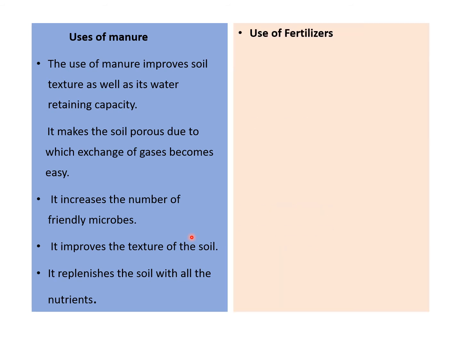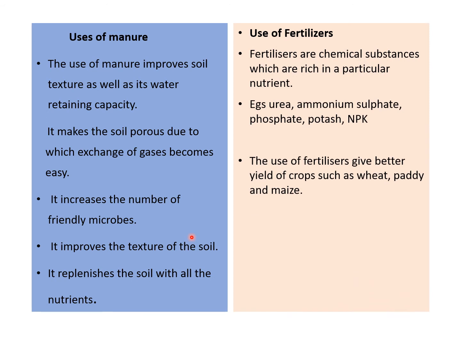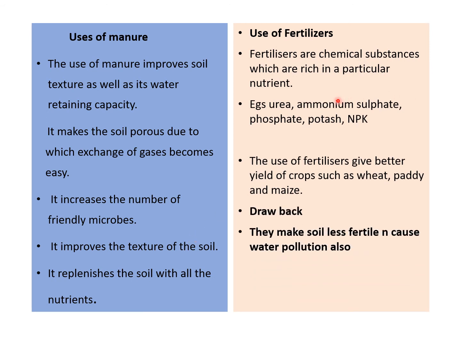And apart from manures, farmers also use fertilizers. What are these? These are chemicals which are rich in a particular nutrient. For example, urea, ammonium sulfate, phosphate and potash, NPK. These are all examples of the fertilizers which are added to the soil, right? The use of fertilizers gives a better yield of crops, for example wheat, paddy and maize.